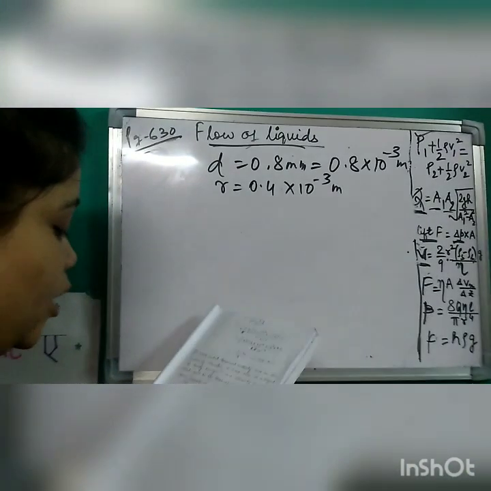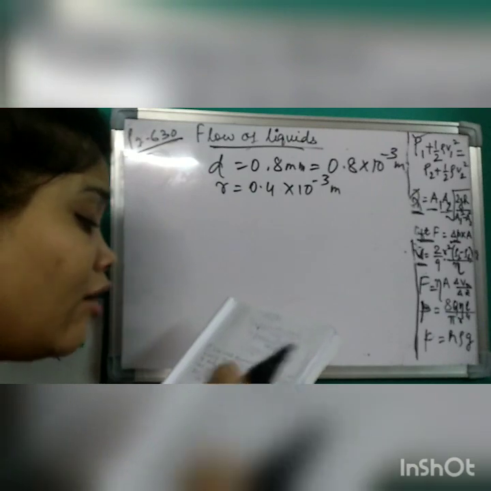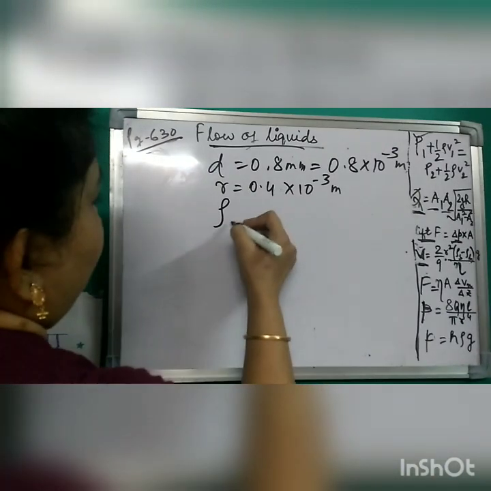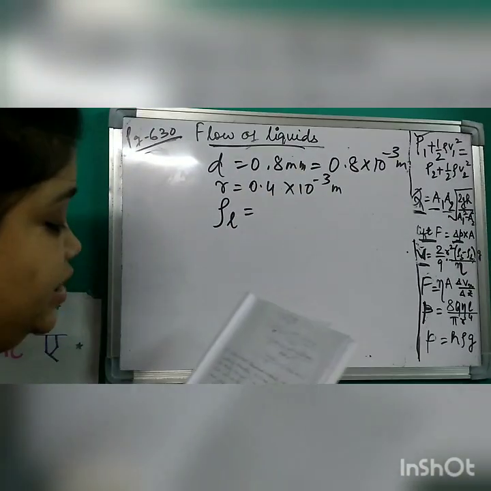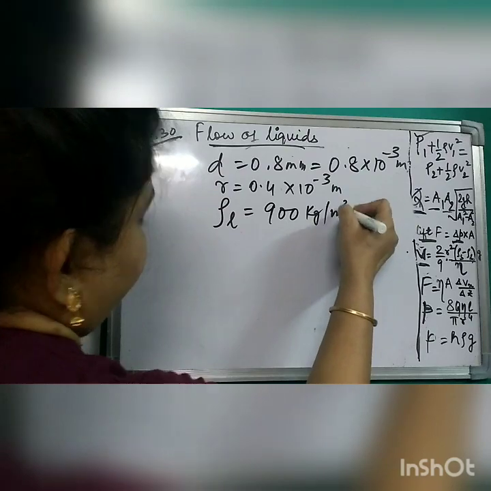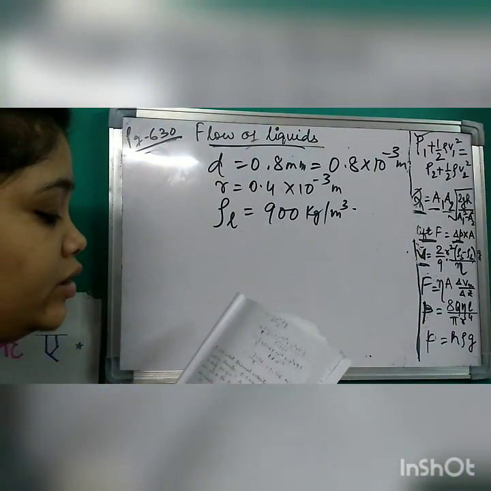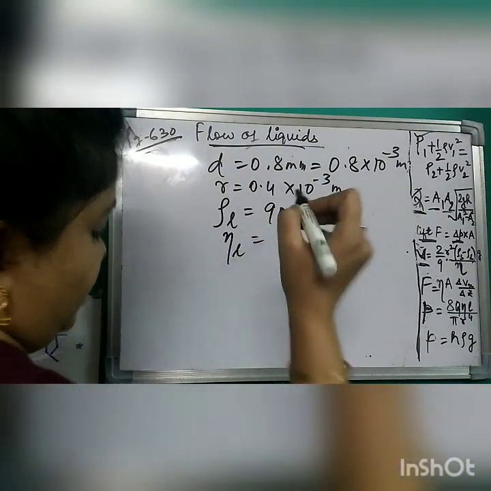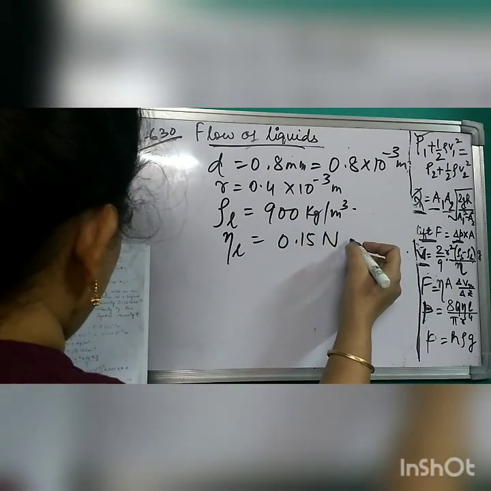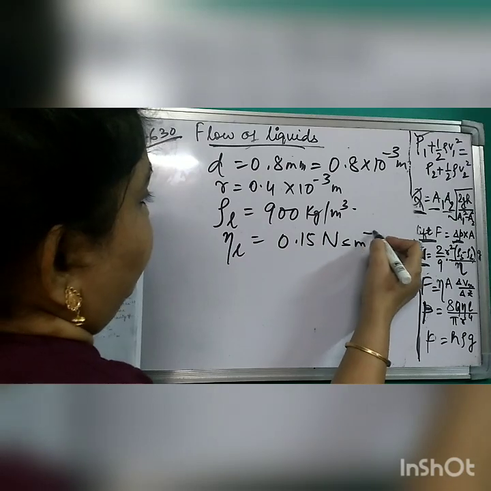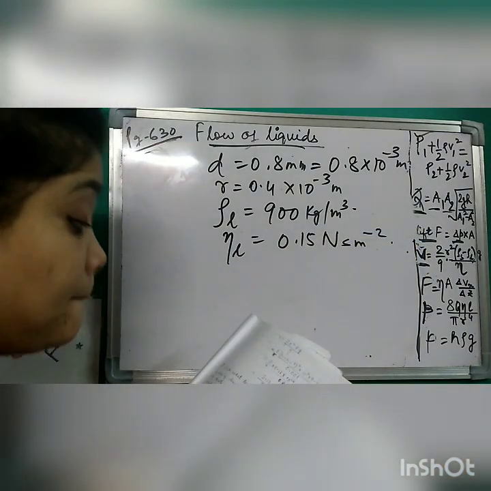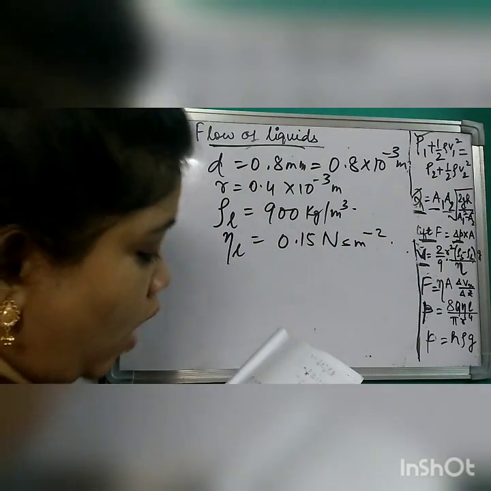Fine. Next, what else is given? The bubble rises in a liquid of density rho. Density of the liquid is given as 900 kg per meter cube. And viscosity eta of the liquid is given as 0.15 Newton second per meter square. What will be the terminal velocity of the same bubble in water?